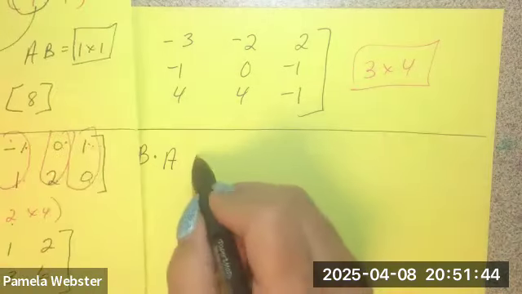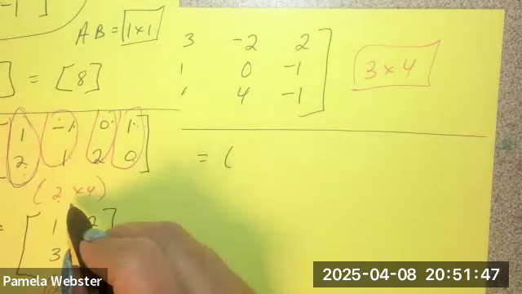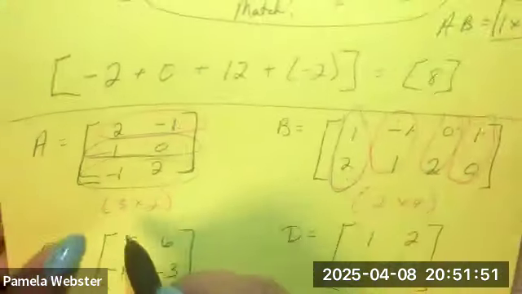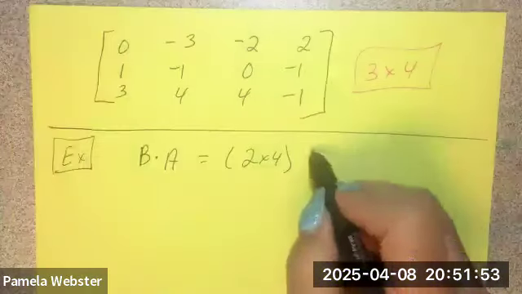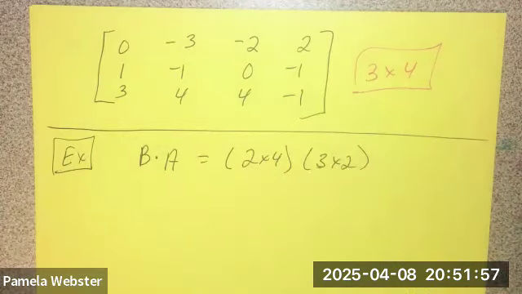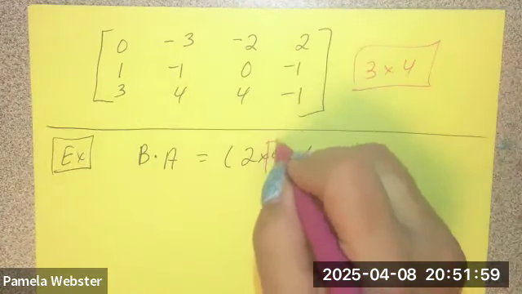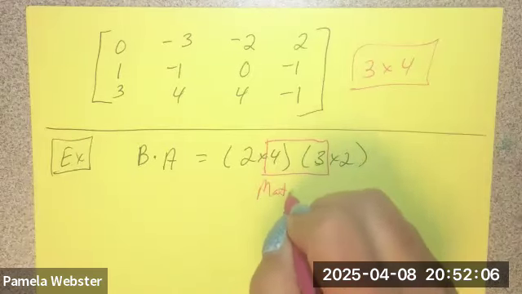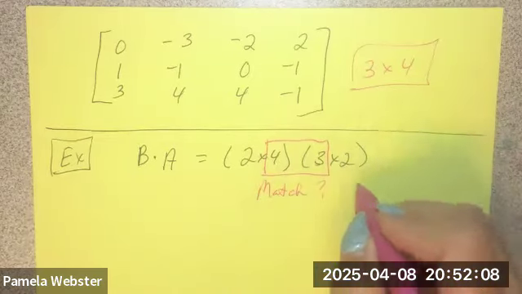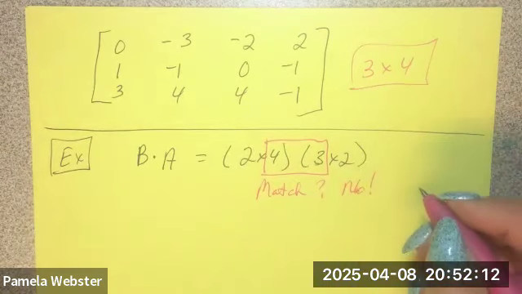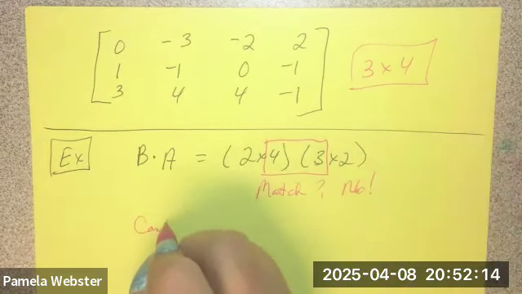Well, what's B? If you'll remember, it was a 2 by 4. And we're multiplying that times A. And if you remember his dimensions, that's 3 by 2. So again, before you get all gung-ho and start doing this math, just jump into doing the multiplication check. Because what do we think about those? Do those match? 4 columns and 3 rows? The answer is no. So can I multiply these? The answer is no. You cannot multiply.